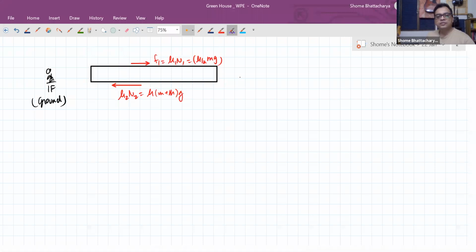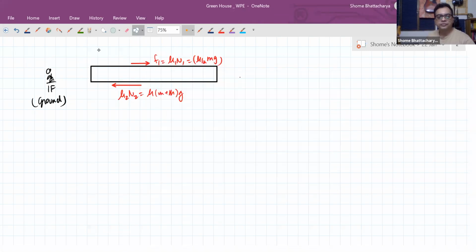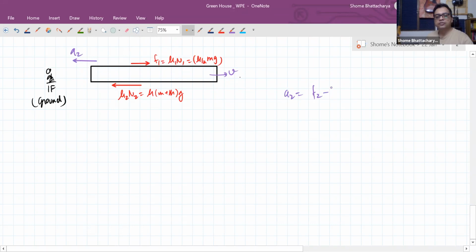So in the ground frame, it will have a deceleration backwards. You take this as A2 because it had a velocity in the forward direction. So you will get your A2 as F2 minus F1 divided by capital M. This one, right? So you'll get your A2 as mu g into 1 plus m by 2. We'll get this like this.